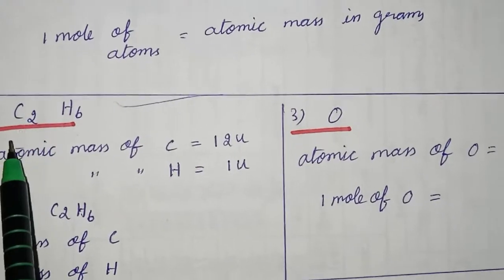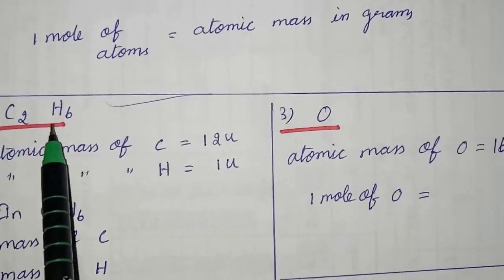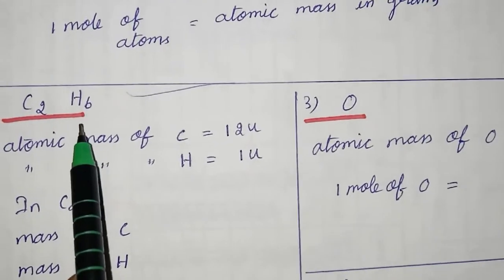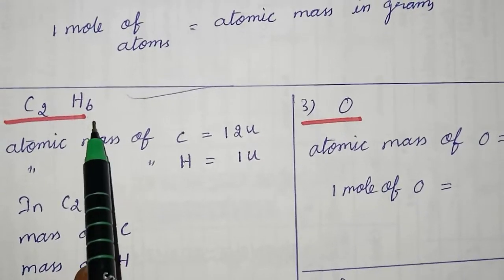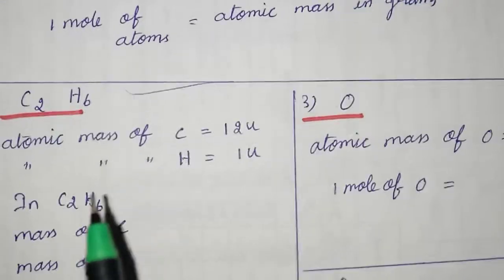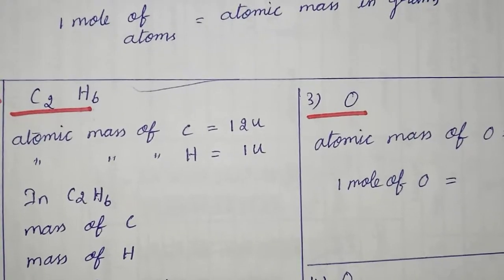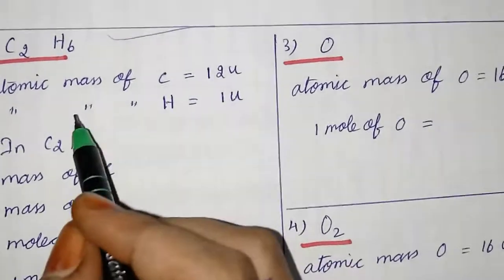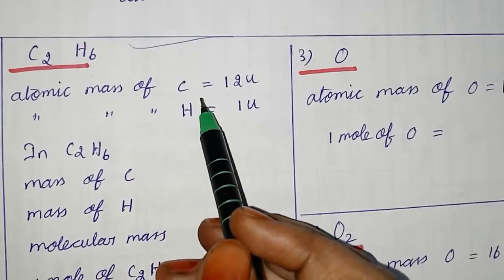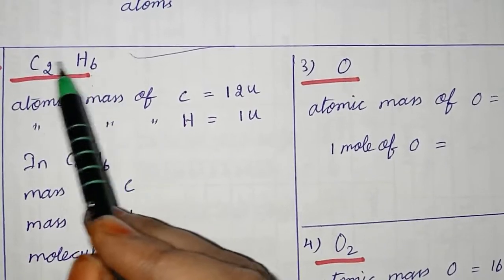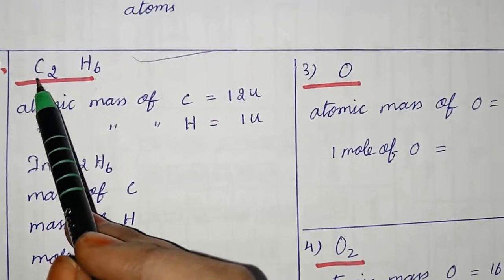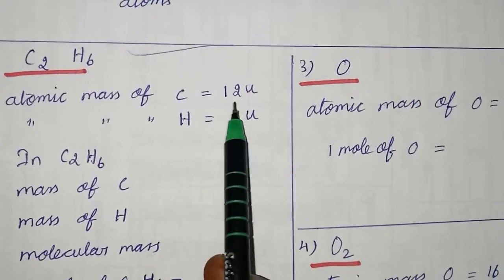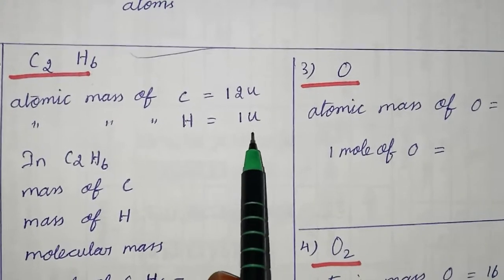In this molecule it contains 2 carbon and 6 hydrogen atoms. So first we have to sum the atomic masses of carbon and hydrogen and calculate the molecular mass. After that we convert the molecular mass into molar mass. So we must know the atomic mass of carbon and hydrogen. Here 2 types of atoms are there, one is carbon and another one is hydrogen. Atomic mass of carbon is 12. Like that, atomic mass of hydrogen is 1U.